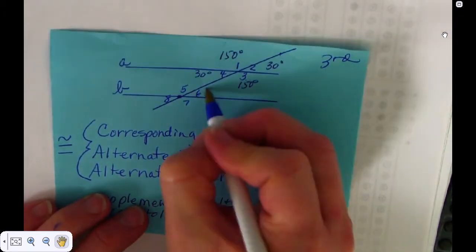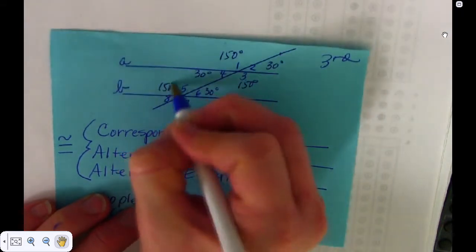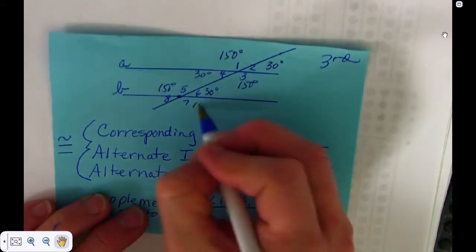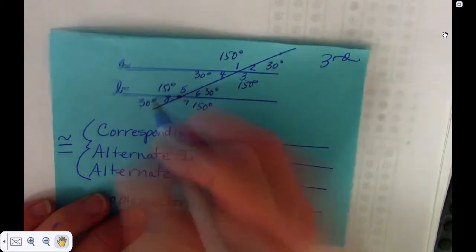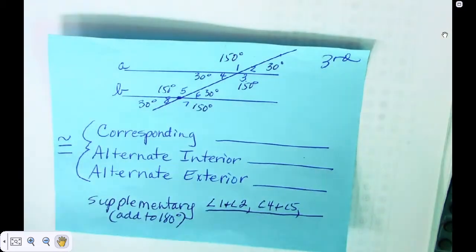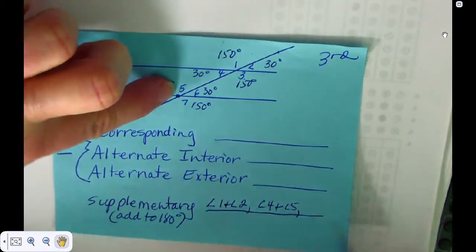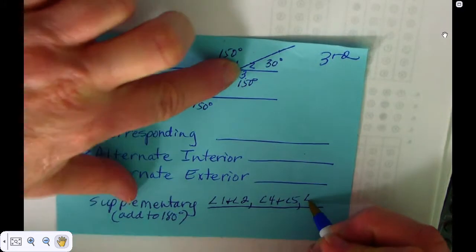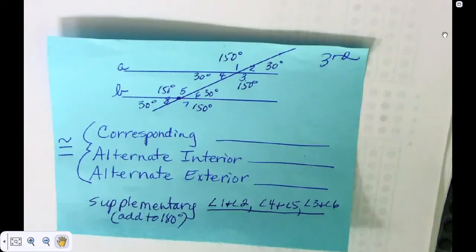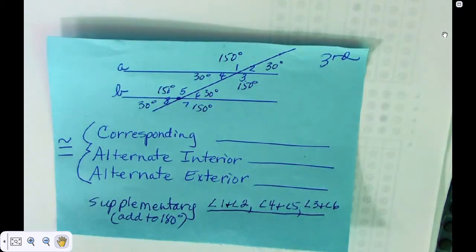So, did anybody else do 30 and 150? Oh, look at you. Y'all are thinking like the teacher. Okay. But you may have numbered your angles differently than mine. So, help me do mine. So 4 and 5, and then what? 3 and 6. They're supplementary. They're the same side interior angles. These are.